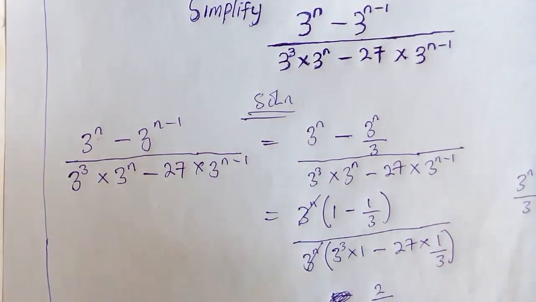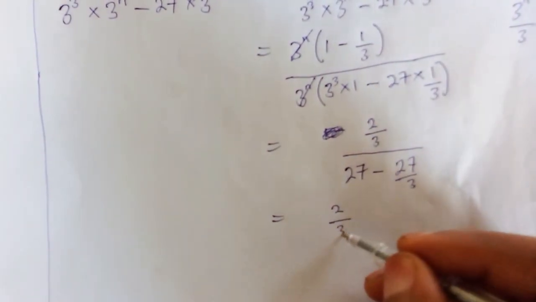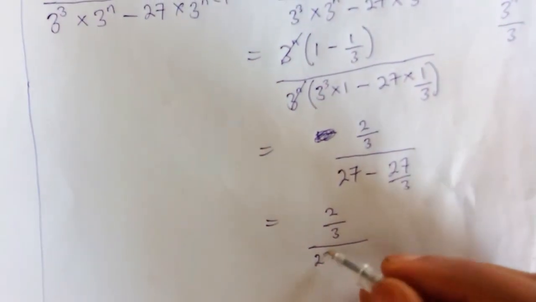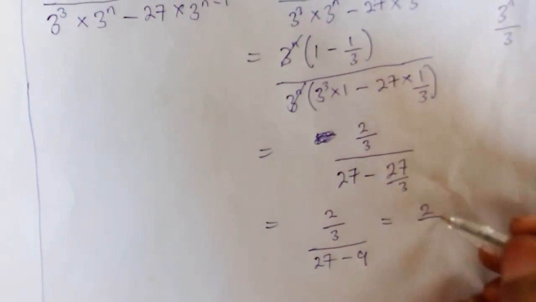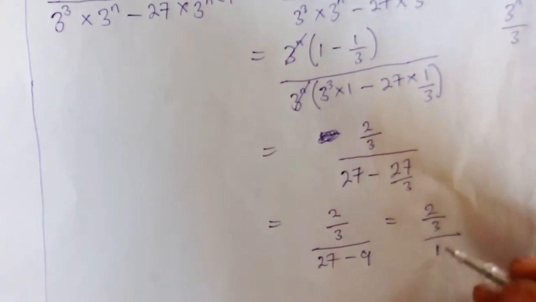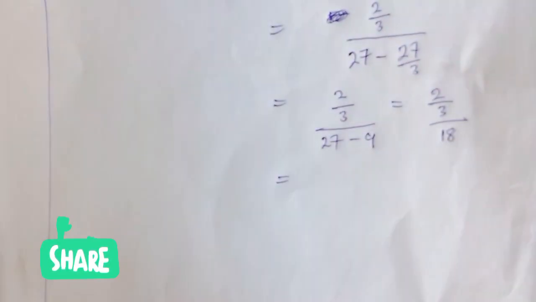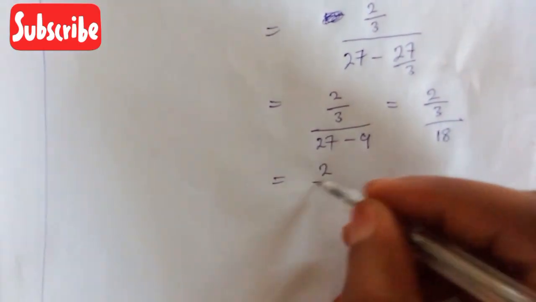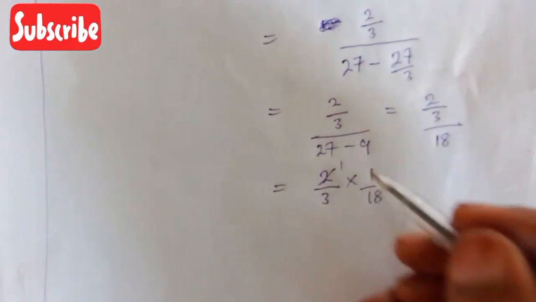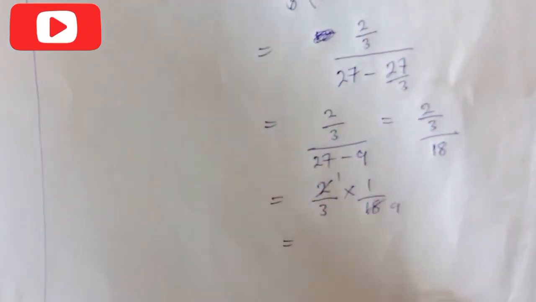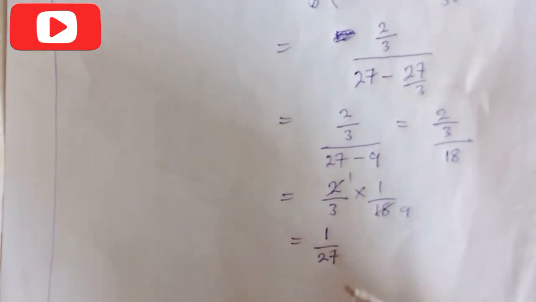This gives us 2 all over 3, all over 27 minus 9, and this is equal to 2 all over 3, all over 18, and this will give us 2 all over 3 times 1 all over 18. 2 here is 1, 2 here is 9. Therefore our final answer will be 1 over 27. This is the final answer.